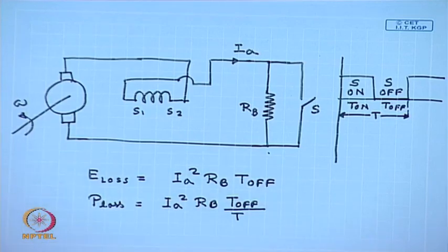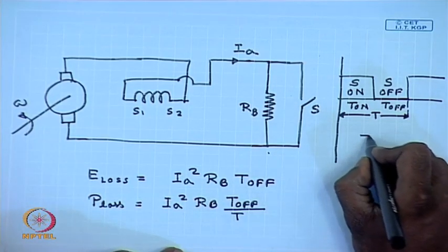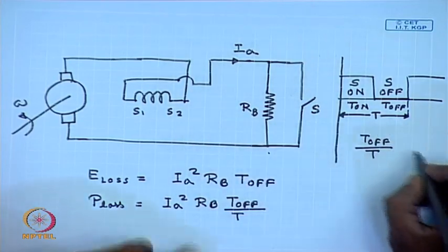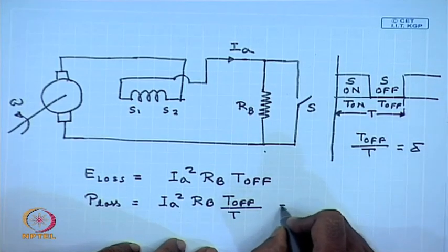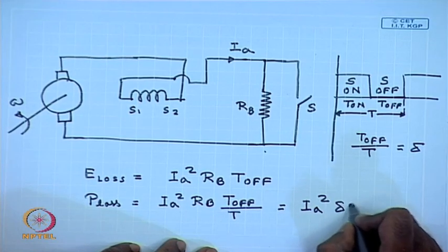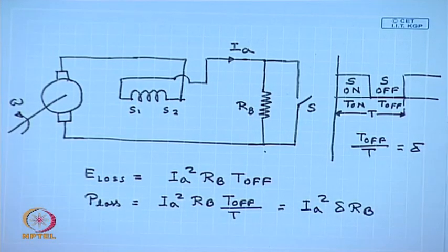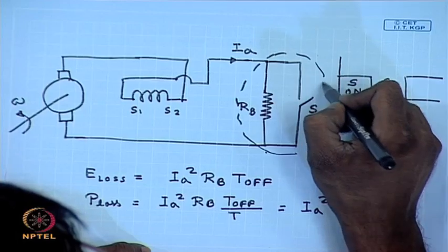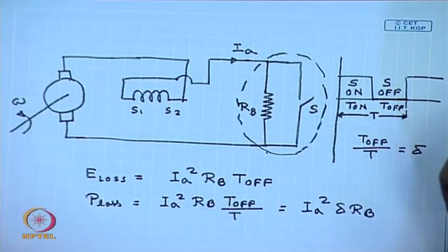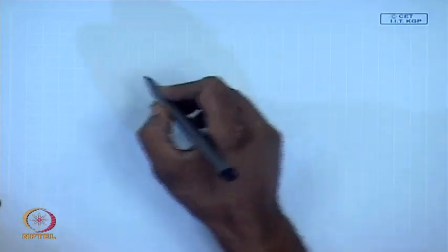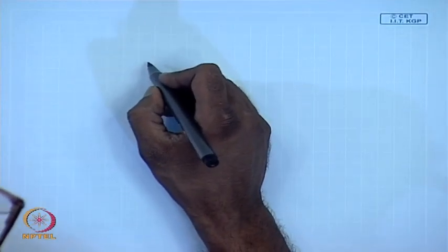If I call this to be delta, the period over which power loss takes place, then this is equal to I_A squared delta R_B. So, this entire arrangement of a fixed resistance and a switch now appears as if we have connected a variable resistance, delta R_B.